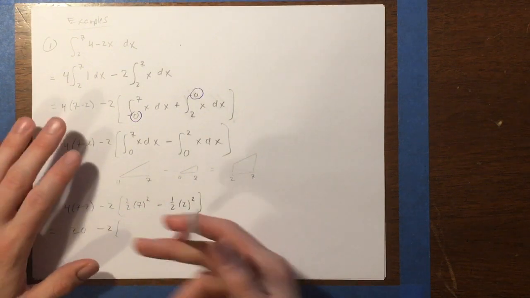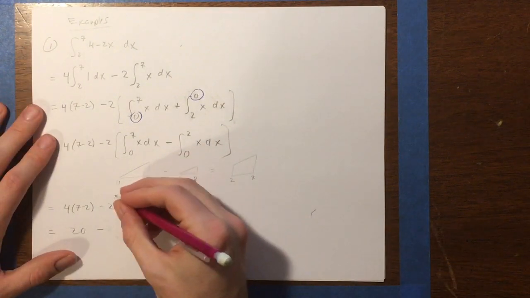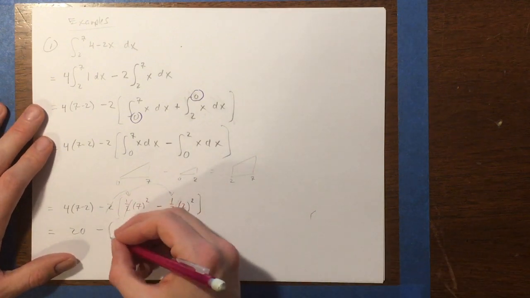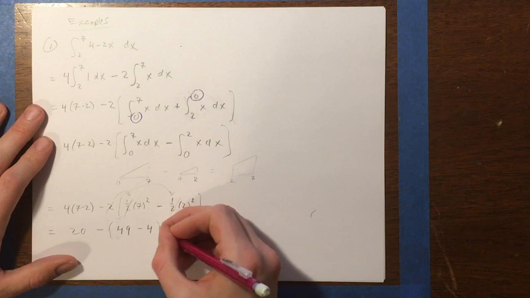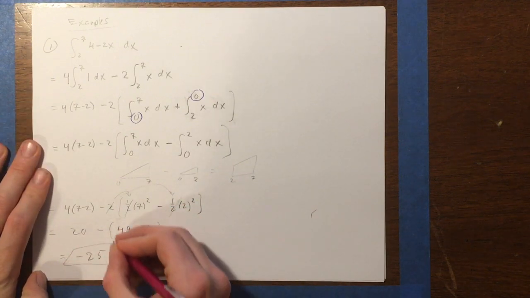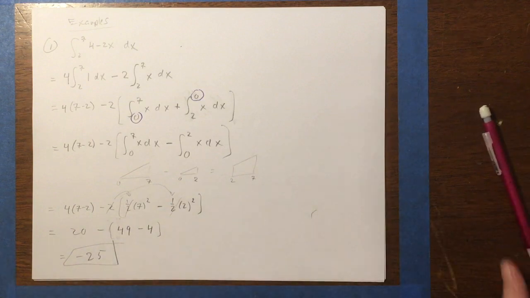Oh hey, I forgot. In the next step I wanted to distribute this and cancel this 2 with these 1/2s. So we're going to have 49 and then minus 4. So overall, this ends up equaling negative 25. And we did it without ever using the limit of a Riemann sum. It might be nice to do this with the limit of a Riemann sum as well, just to show you what that looks like. Maybe I'll stick that in the next video.